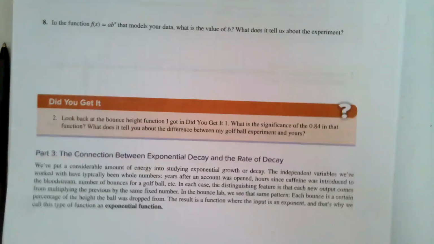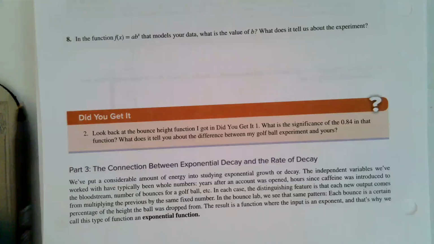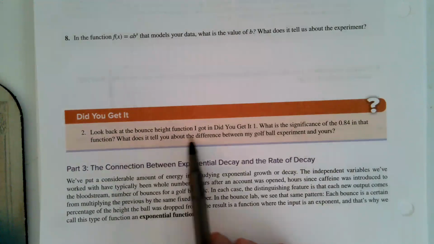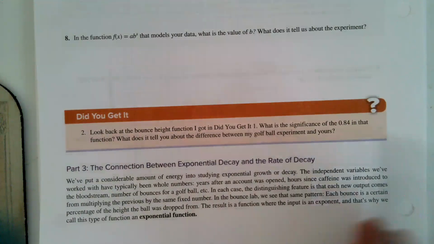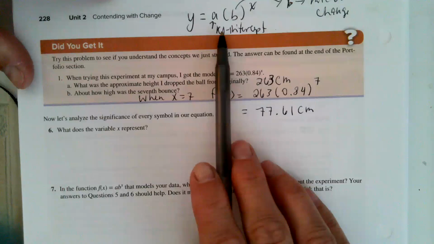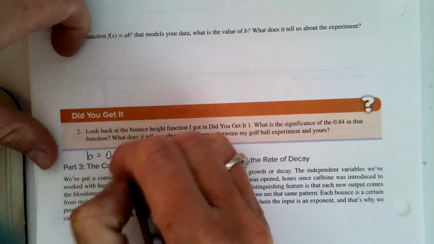And you can see, did you get it number 2 at the bottom says, look back at the bounce height function that we just used. What is the significance of the 0.84 in that function? What does it tell you about the difference between my golf ball experiment and yours? Okay, so 0.84 here, we said up here is our b, and b is the rate of change. So that is here. b is equal to 0.84.